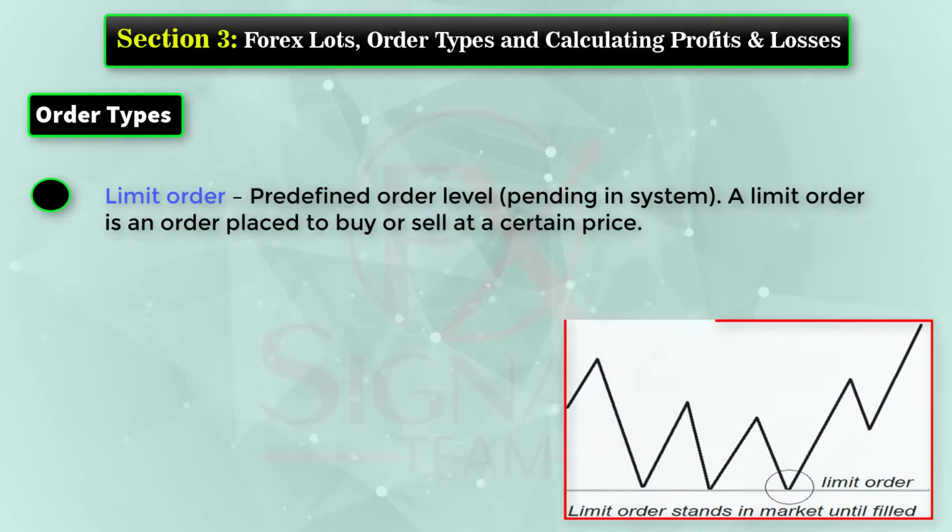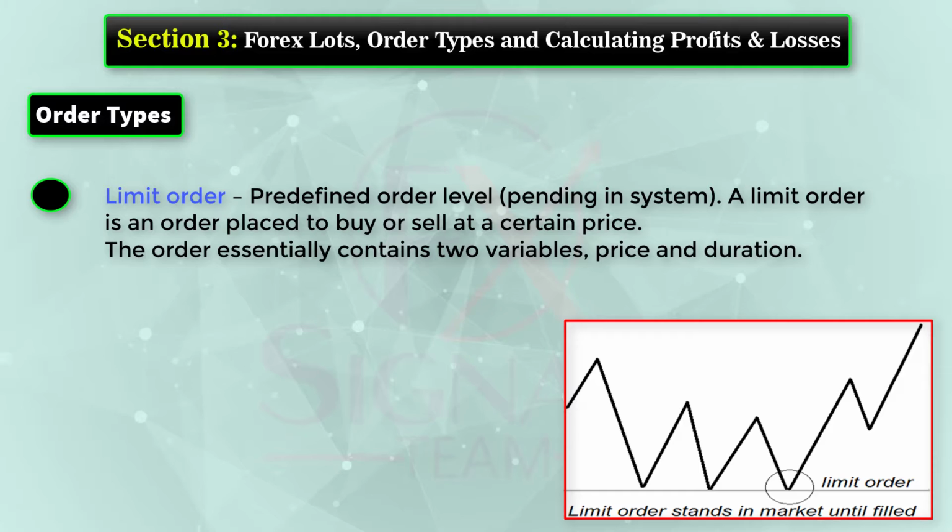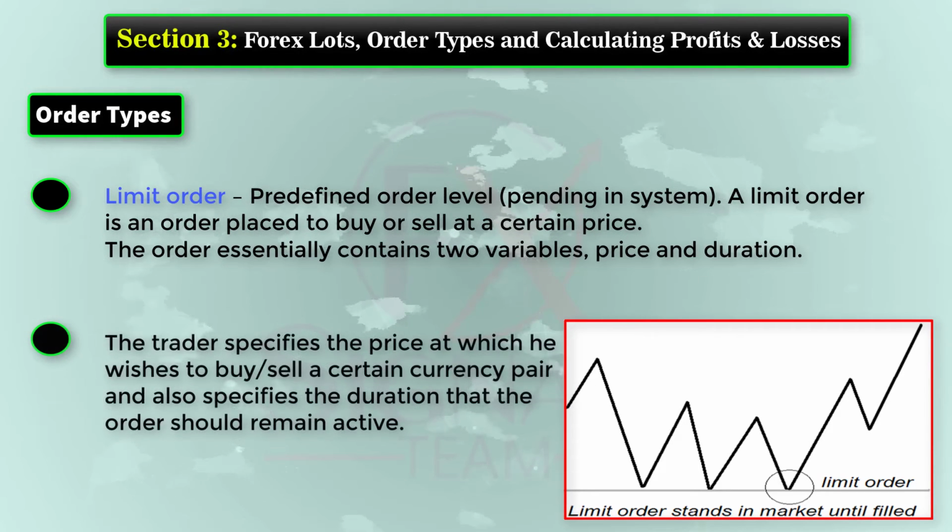Limit order, predefined order level, pending in system. A limit order is an order placed to buy or sell at a certain price. The order essentially contains two variables, price and duration. The trader specifies the price at which he wishes to buy or sell a certain currency pair and also specifies the duration that the order should remain active.